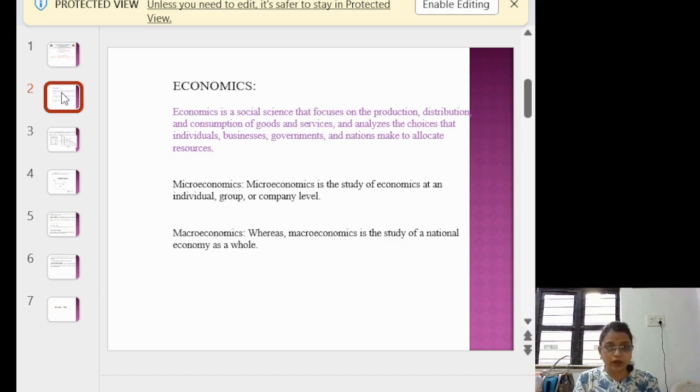Okay. Now next, there are two types of economics. First one is microeconomics and second one is macroeconomics. Microeconomics is the study of economy at an individual, group or company level. Means study of economics at small level. And macroeconomics is the study of a national economy as a whole. Means in this we have to consider the whole nation's income, production, and distribution of the services.